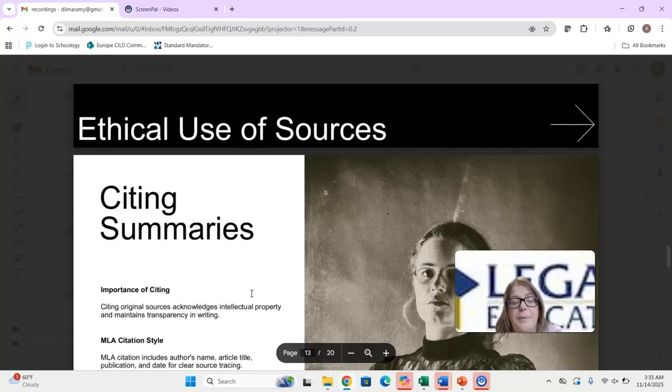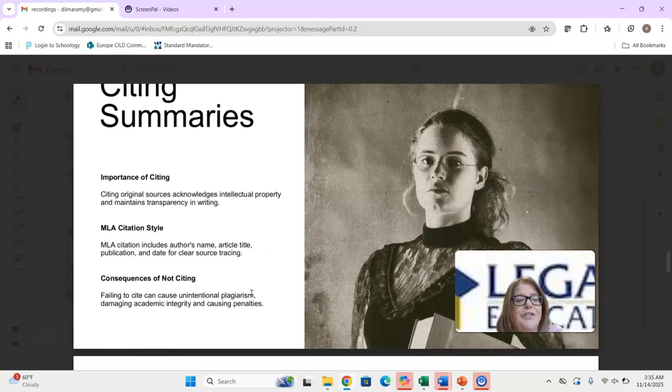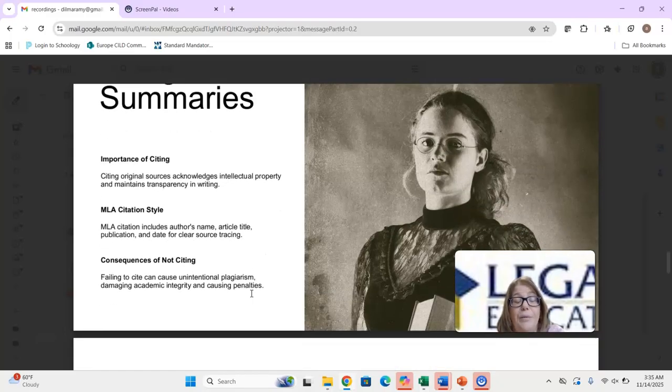So let's just talk a little bit about the ethical use of sources, right? So how are we even going to use these sources? And this is going to lead into a conversation about something called unintentional plagiarism. So there is an importance of citing work, and we are using the MLA citation style. I've given you plenty of guidance on that at this point.